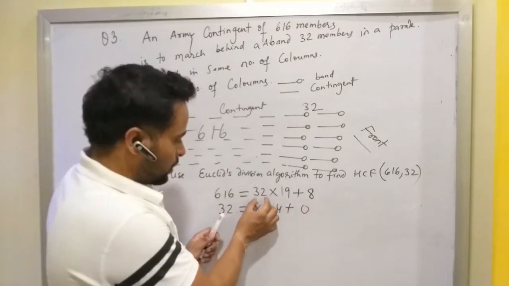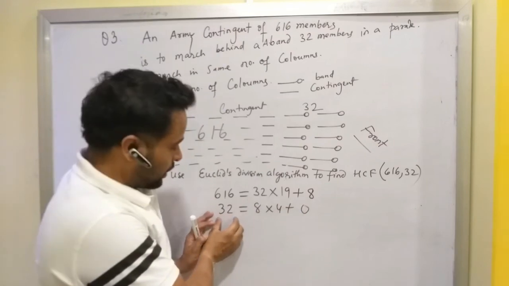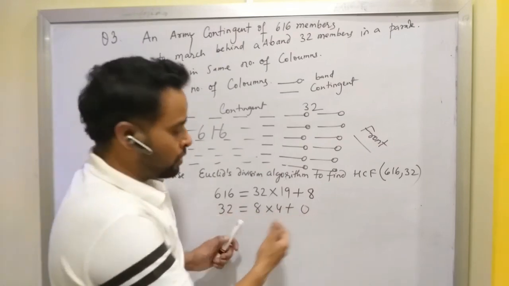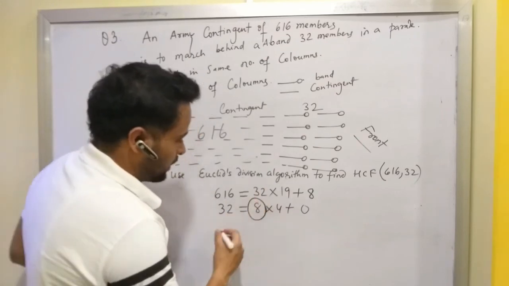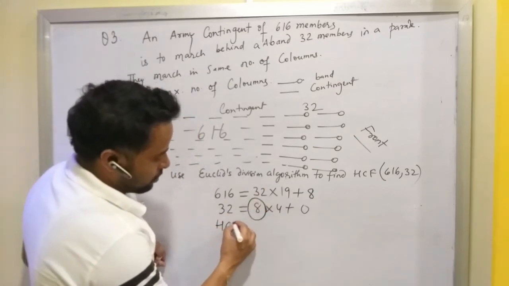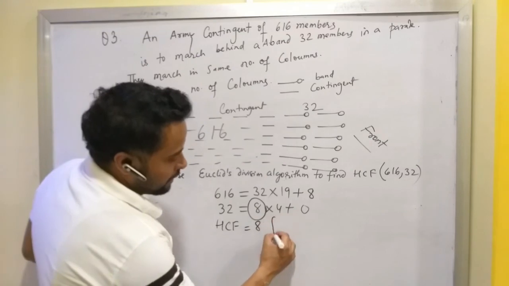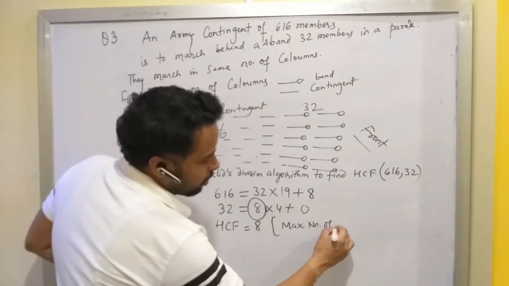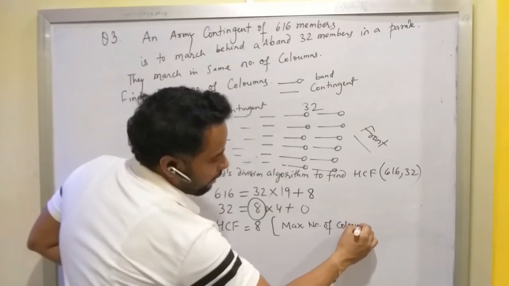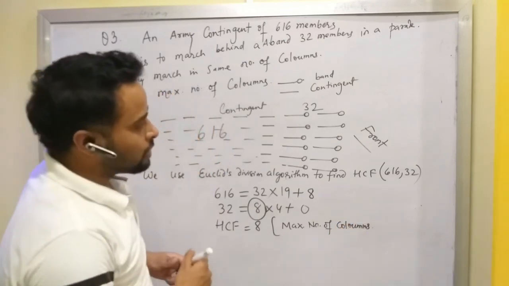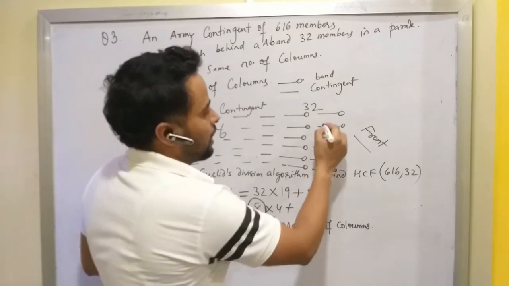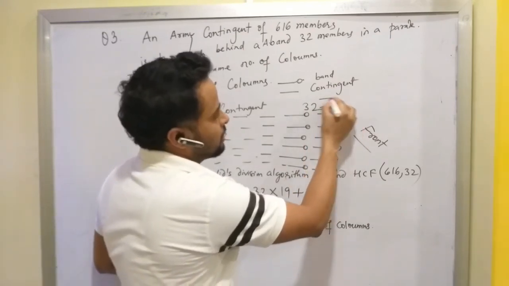Now what are those numbers? 32 and 8, write it as 32. 8 will multiply 4 times to get 32, remainder comes 0. 8 is the HCF. HCF equals to 8, which is the maximum number of columns. Now you know, students, we will have 1 2 3 4 5 6, and say this is 7 and this is 8.